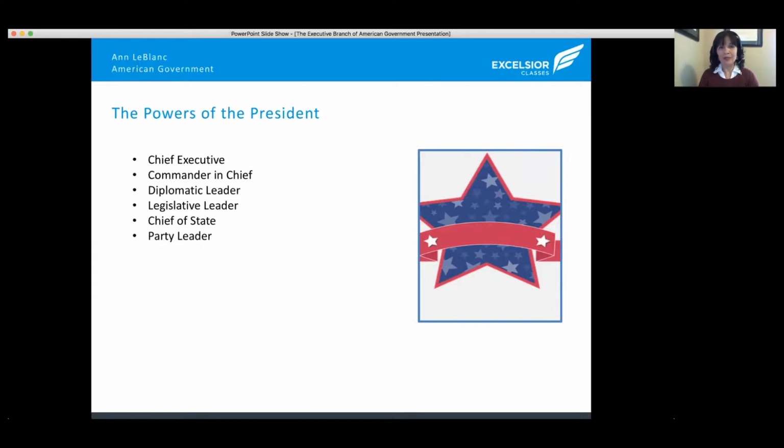The first being as Chief Executive Officer, the second being Commander-in-Chief of the United States Military, the third power is as Diplomatic Leader of the United States on the world stage, the fourth is as Legislative Leader of the United States, and Chief of State, and also Party Leader.